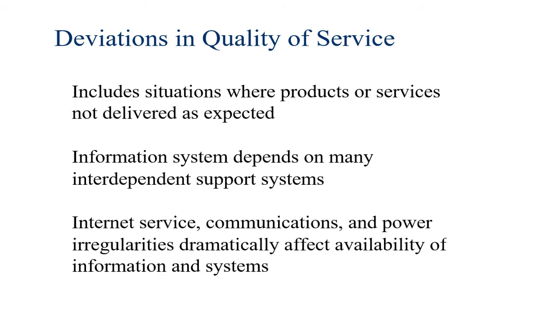Another category of threats is what we call deviations in quality of service. This includes situations where products or services are not delivered as expected. An information system depends on many interdependent support systems. So internet service, communication, and power irregularities dramatically affect the availability of information and systems.